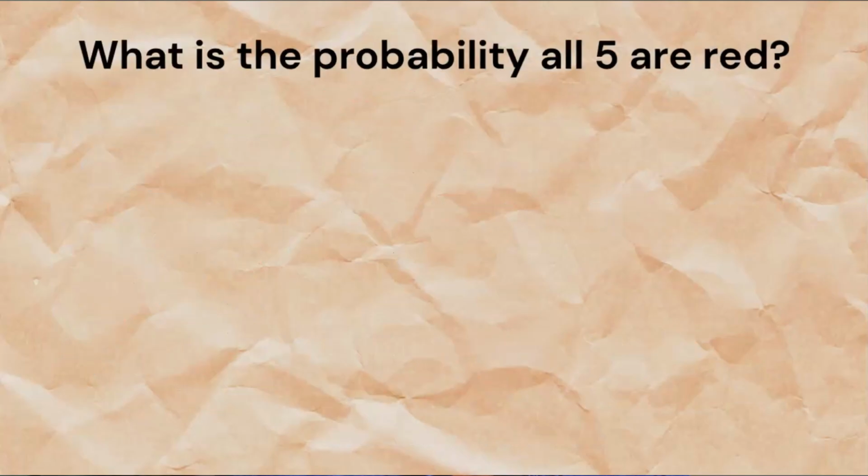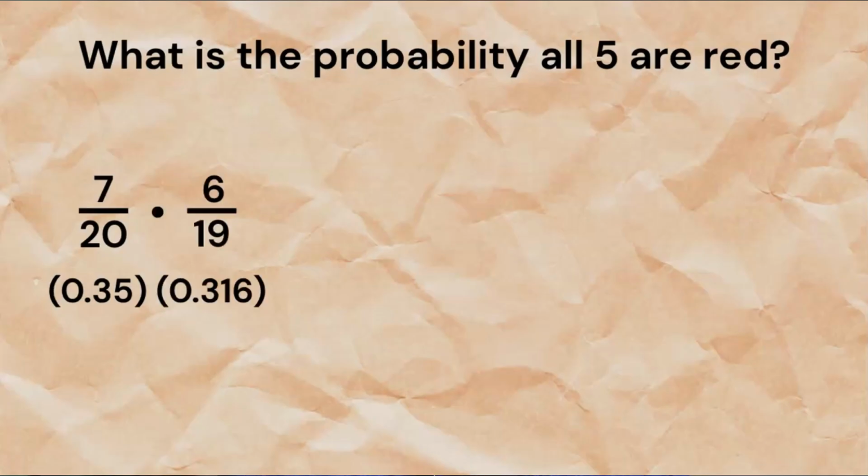Now, maybe we're going to ask a probability question. What is the probability that all 5 are red? Let's start with the first marble being red. 7 out of 20 marbles are red, so there's a 35% chance that the first marble is red. If we don't replace, the probability that the second one is red is going to be 6 out of 19. 6 marbles left in the jar that are red out of 19 total marbles. That's 0.316. So you see how the probability has definitely changed.